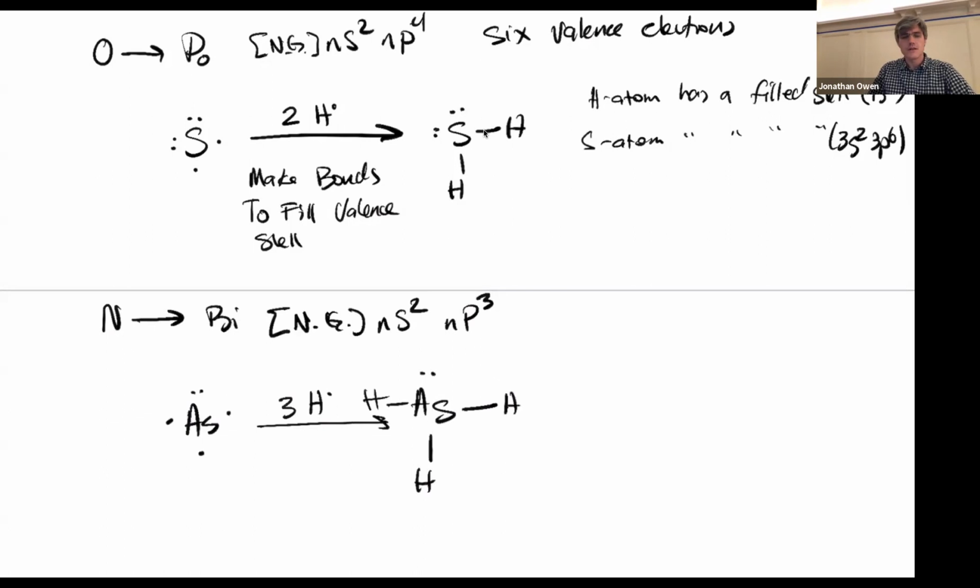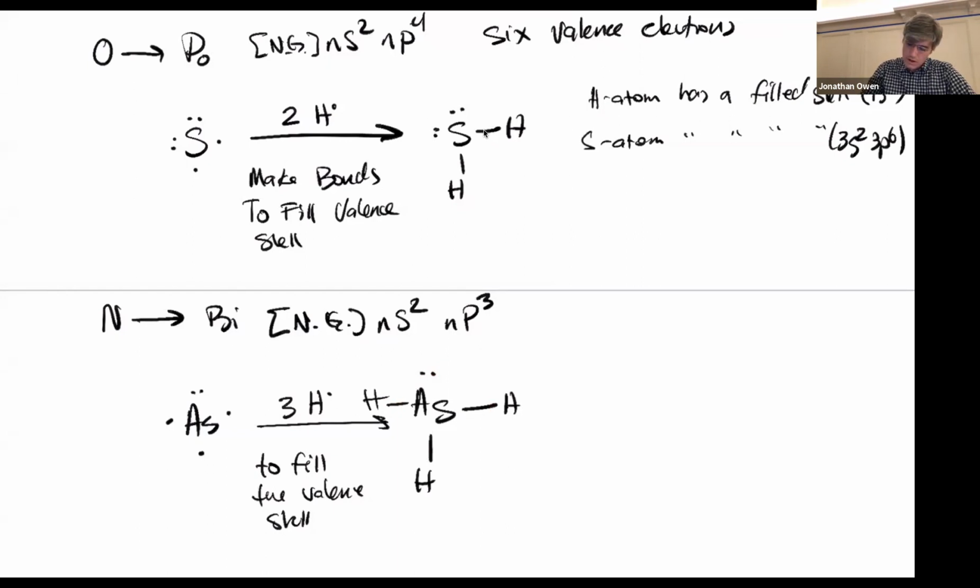We end up with arsine. Terrible substance. So we add 3 hydrogen atoms to fill the valence shell. And again, each H atom has a filled shell, and the arsenic atom has a filled shell because arsenic has this lone pair and 1, 2, 3 bond pairs around it for a total of 8 electrons. So arsenic has its octet, and the hydrogens have their 2 1s electrons, so they're all filled.